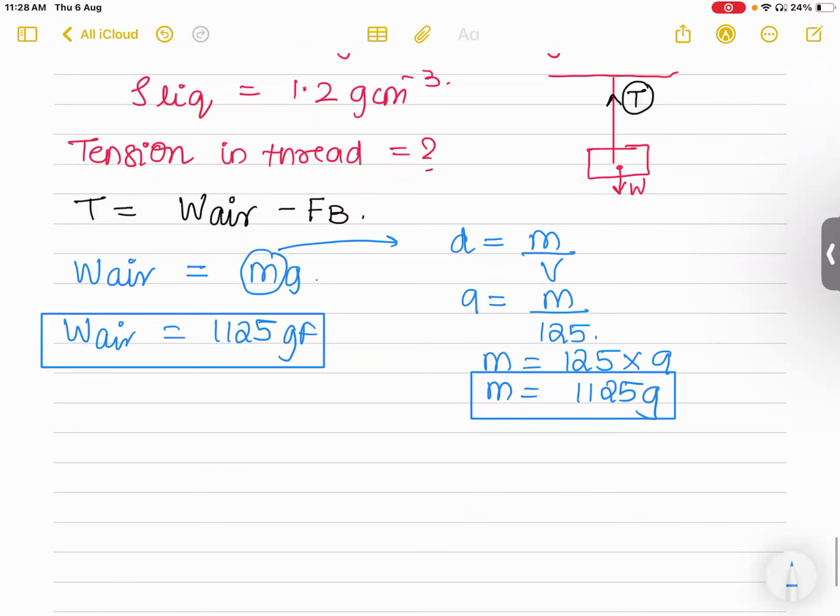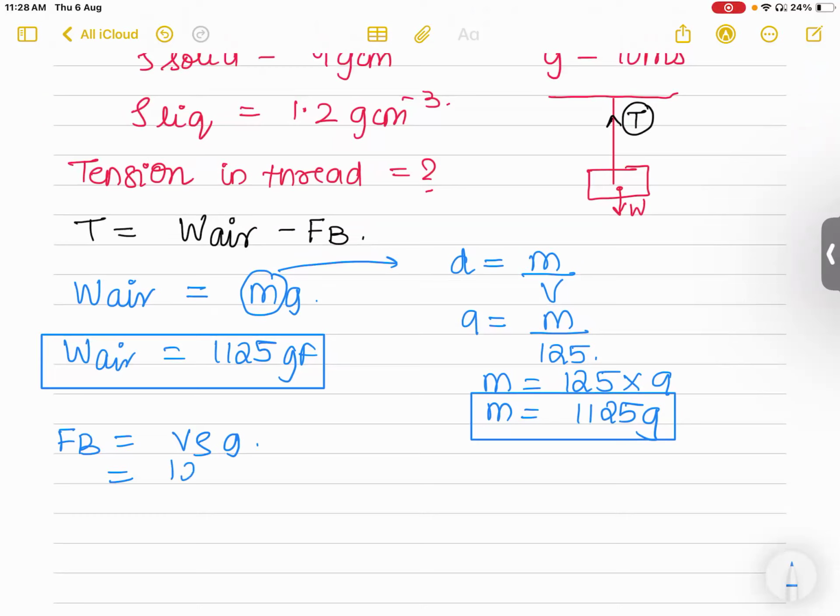Now let's find out FB. So FB is equal to V rho g. Volume of the solid, we found out 125. Density of liquid is 1.2 multiplied by g. Guys, here it is not water, so please don't take 1. When we multiply this, we will get 150 gf. This is the FB.